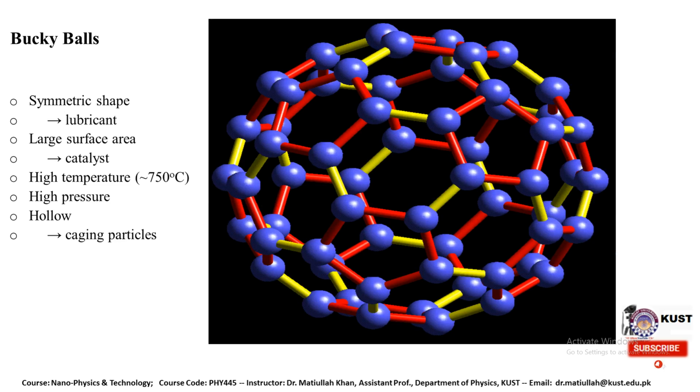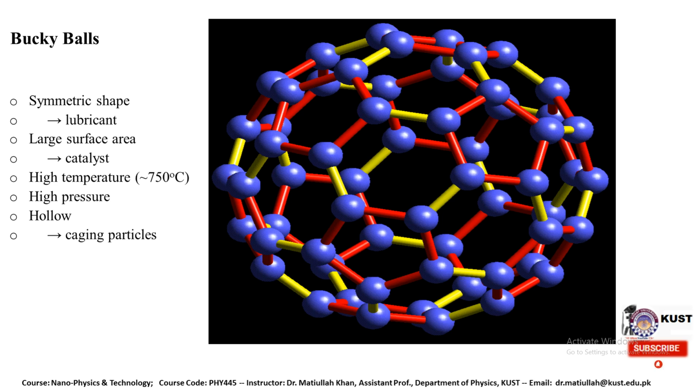We have the buckyball structure, alongside carbon nanotubes, and this buckyball structure is a really interesting arrangement of atoms, just like a football. You can see that it has a very symmetric shape, and it is a lubricant. It has a very large surface area. Normally surface area is a very important factor in determining the properties of nanomaterials.